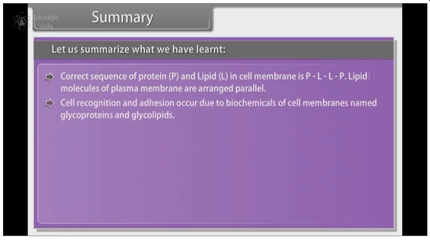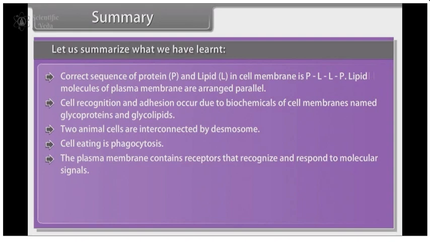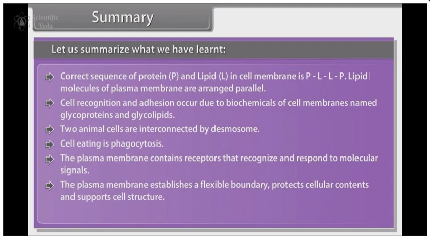Cell recognition and adhesion occur due to biochemicals of cell membranes named glycoproteins and glycolipids. 2 animal cells are interconnected by desmosome. Cell eating is phagocytosis. The plasma membrane contains receptors that recognize and respond to molecular signals. The plasma membrane establishes a flexible boundary, protects cellular contents and supports cell structure. Phospholipid bilayer separates substances inside and outside the cell.